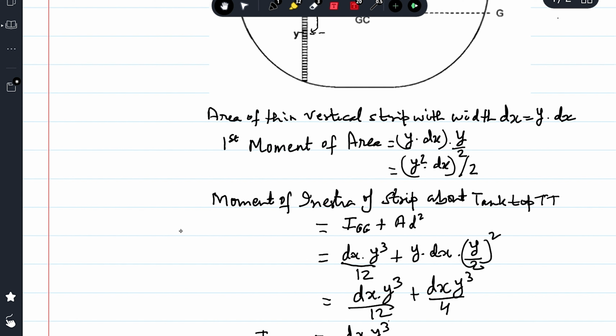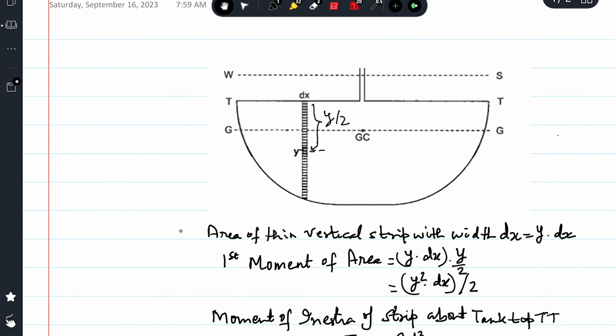Since it's a very thin strip, it can easily be assumed to be a rectangle. So IG, the moment of inertia about the axis passing through the centroid, is bd cubed upon 12. Here it will be dx y cubed upon 12. dx is the width and y is the length, because the axis is parallel to the tank top passing through the centroid of this strip.